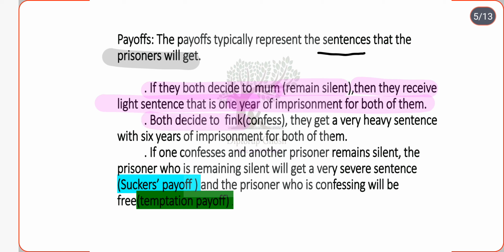If both decide to think, that is, confess, they get a very heavy sentence with 6 years of imprisonment for both of them. If one confesses and the other prisoner remains silent, the prisoner who remains silent will get a very severe sentence, which is known as the sucker's payoff. And the prisoner who is confessing will be completely free. That means he will not get any imprisonment. That is called the temptation payoff.